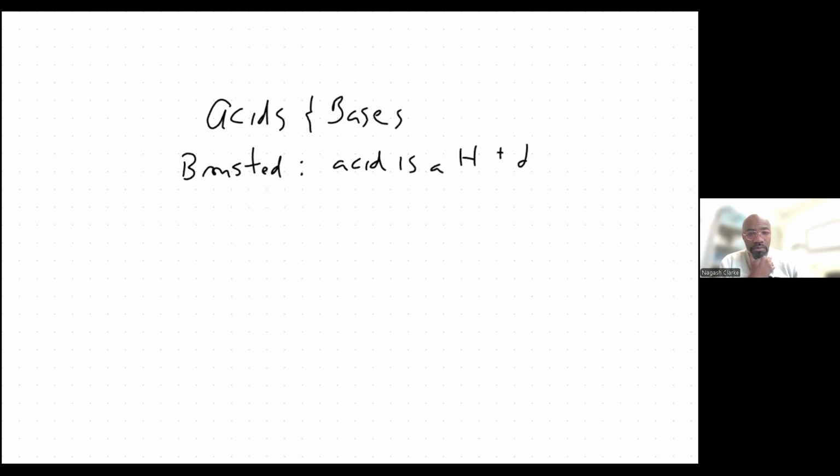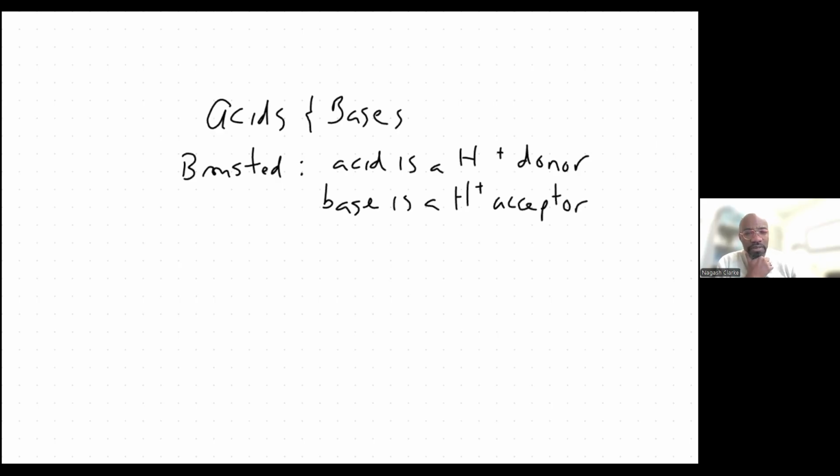So, we want to talk today about acids and bases. So, there are a couple definitions for acids. You have the Bronsted definition. An acid is a proton donor. A base is a proton acceptor.